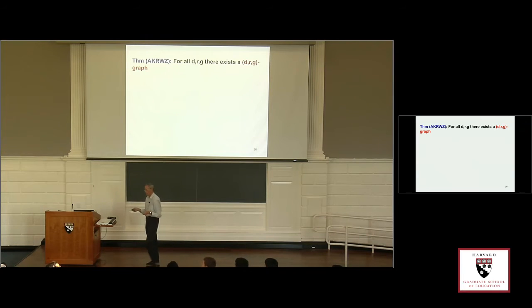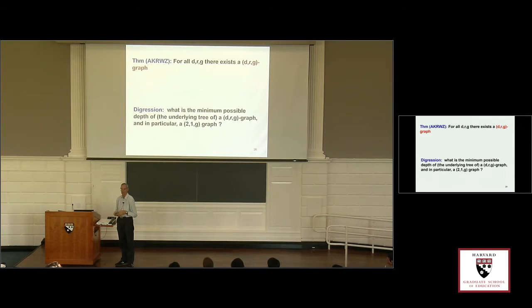Yes, the depth can be big enough. And indeed, it's a good question, maybe you wanted to ask it. This will be a digression: what is the minimum possible depth of such a graph? Because the proof that they exist is some double induction, and the depth is pretty big. And in particular, let me just fix specifically a 2-1-G graph.